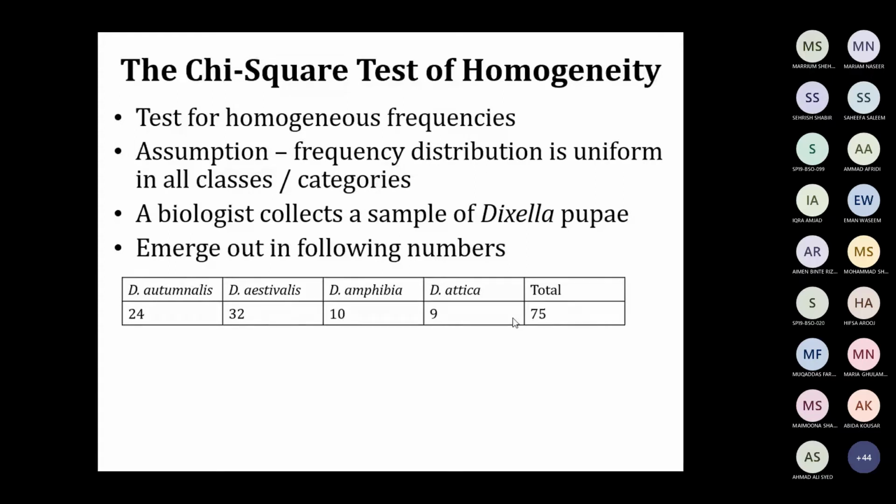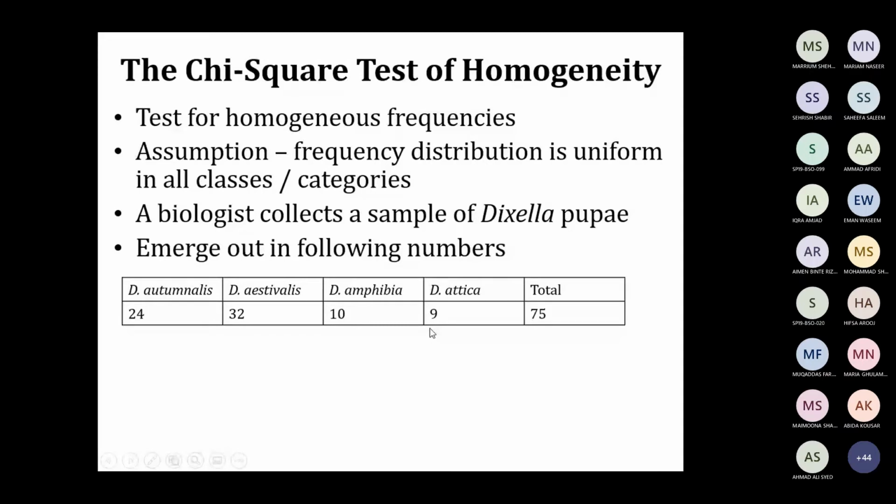So do you think this is homogeneous? No, ma'am. Homogeneous means same, right? So is this frequency same or nearly similar? No, ma'am. Yes, so apparently it seems that these frequencies are very much different from each other, right? Like the lowest frequency is 9 and the highest frequency is 32, and there's a lot of difference between 9 and 32.